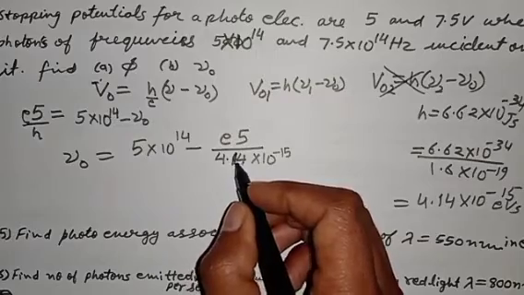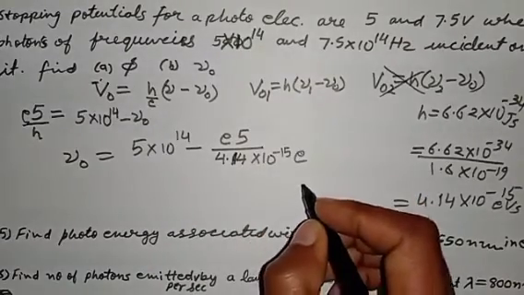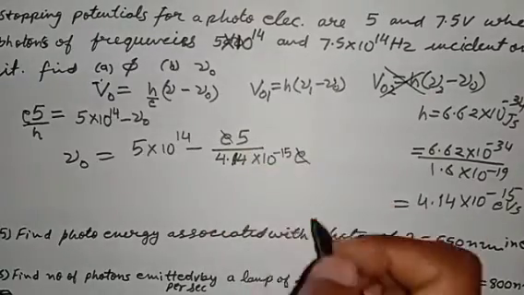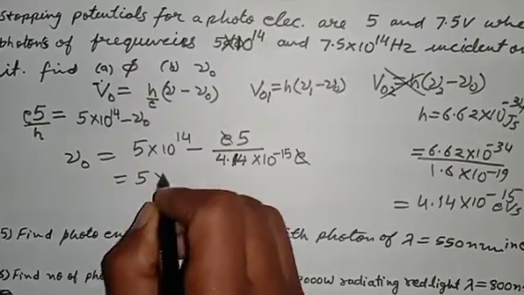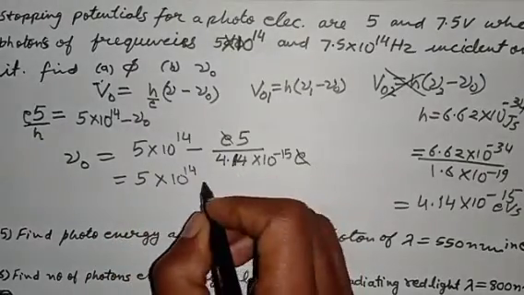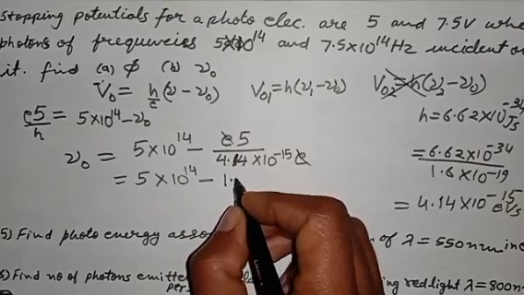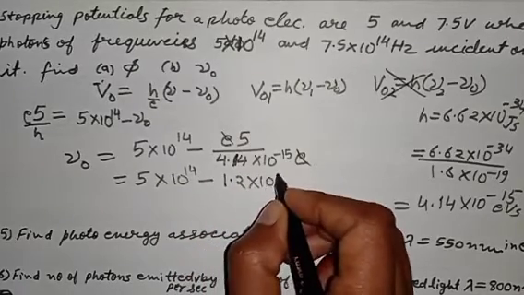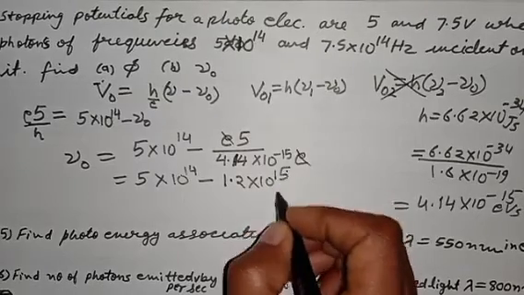So now it is in electron volt. So electron volt is also there, so you can get these cancelled, and now we can divide it. So 5 into 10 to the power 14, it will be divided. So that will be 1.2, I guess, into 10 to the power 14, 15.